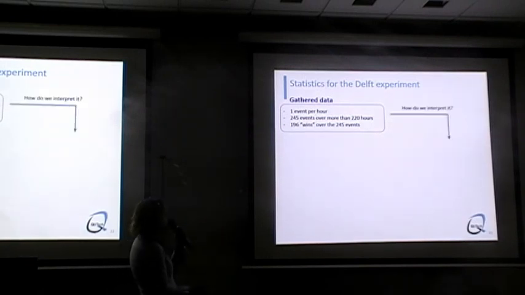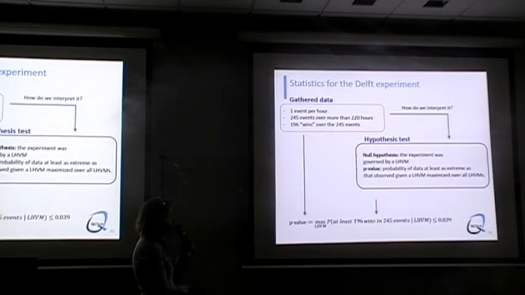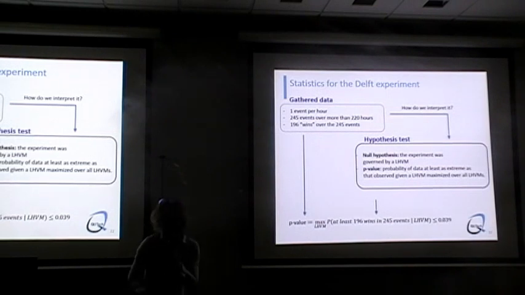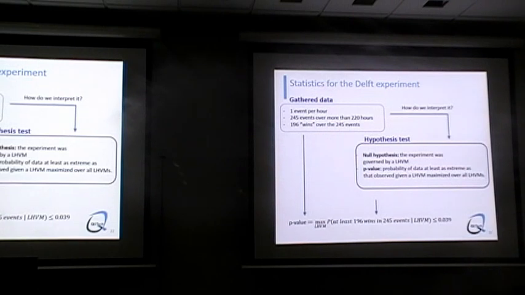Okay? So how to interpret this? Well, like I said, this is a hypothesis test. We want to reject this null hypothesis. And there's a p-value, the probability of observing at least 196 wins in 245 trials. The p-value in this experiment is just below 4%.